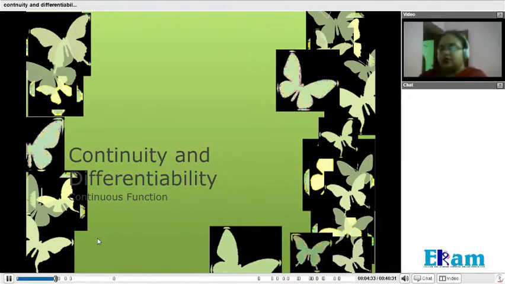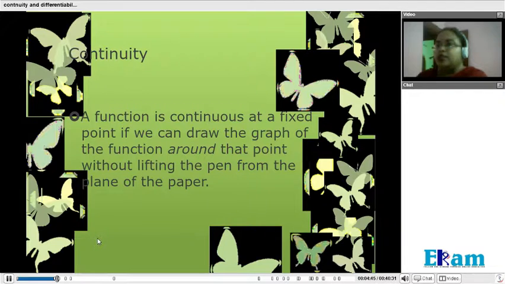For today, continuity and differentiability. So let's first try to understand what a continuous function is. A function is continuous at a fixed point if we can draw the graph around that point without lifting the pen from the plane of paper, right? So let's see it on the whiteboard.